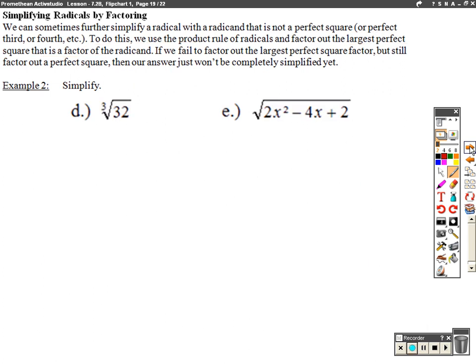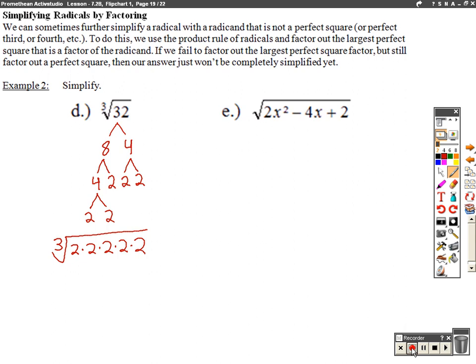Looking at letter D, again, either method works. If you like the factor tree method, doing a factor tree on 32, you would get 5 2's. The only thing that's different now is the index is 3, so in order to pull anything out, you need the same factor to occur 3 times. So I have 3 2's, that can come out as 1, and I'm left with the cube root of, these 2 have to stay underneath because I needed 3 to be able to pull it out. 2 times 2 is 4.